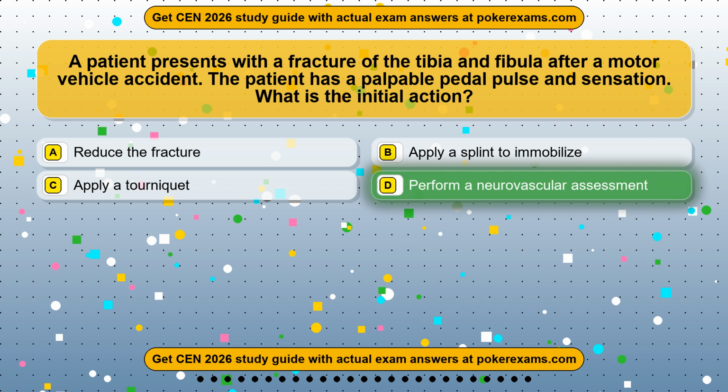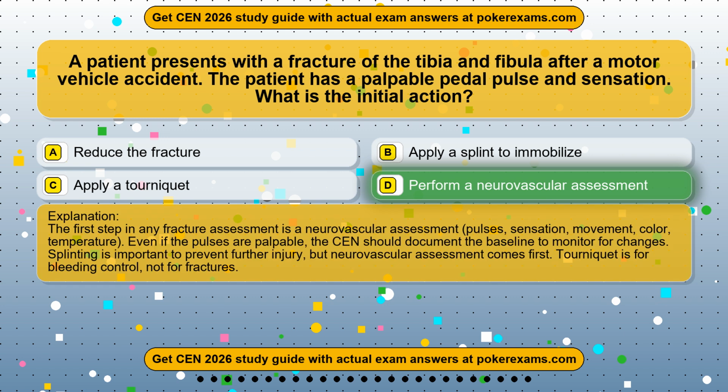Perform a neurovascular assessment. The first step in any fracture assessment is a neurovascular assessment: pulses, sensation, movement, color, temperature. Even if the pulses are palpable, the CEN should document the baseline to monitor for changes. Splinting is important to prevent further injury, but neurovascular assessment comes first. Tourniquet is for bleeding control, not for fractures.